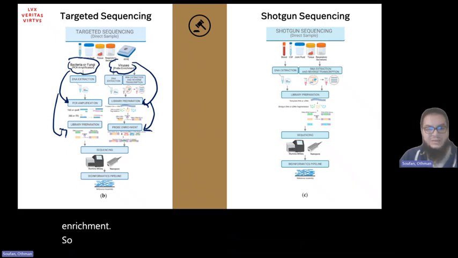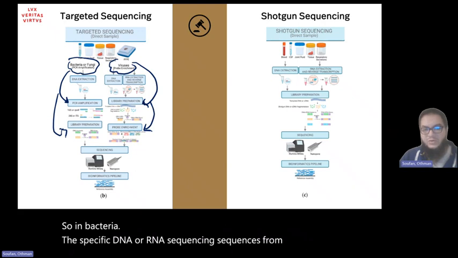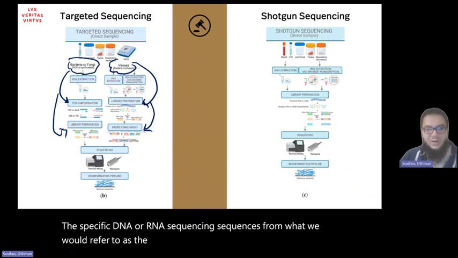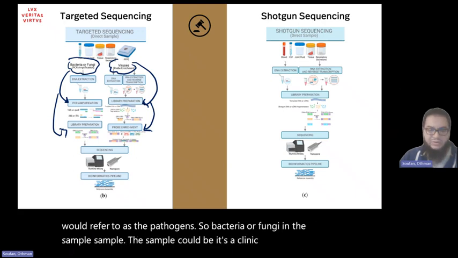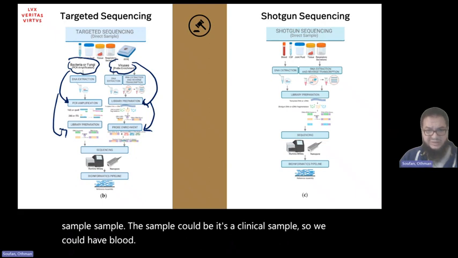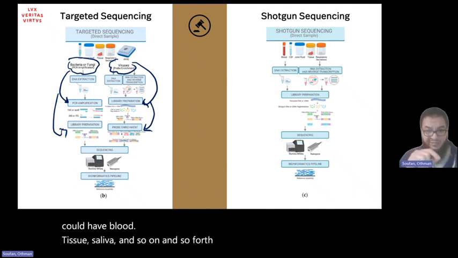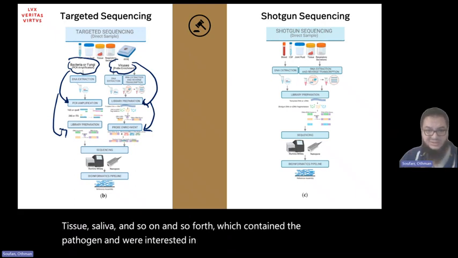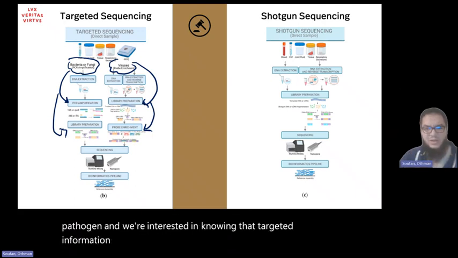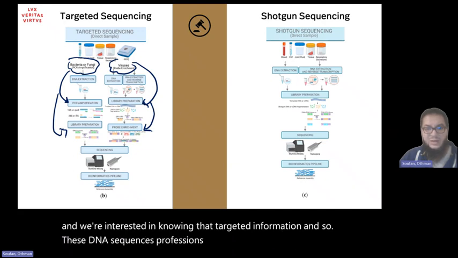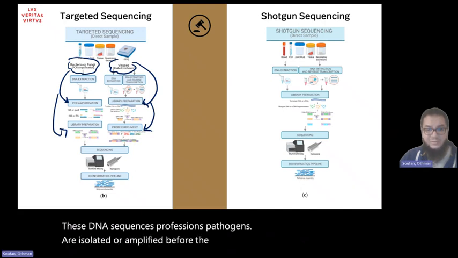So in bacteria, the specific DNA or RNA sequences from what we would refer to as the pathogens, so bacteria or fungi in the sample. The sample could be a clinical sample, so we could have blood, tissue, saliva, and so forth, which contain the pathogen, and we're interested in knowing that targeted information. And so these DNA sequences from pathogens are isolated or amplified before the sequencing library.